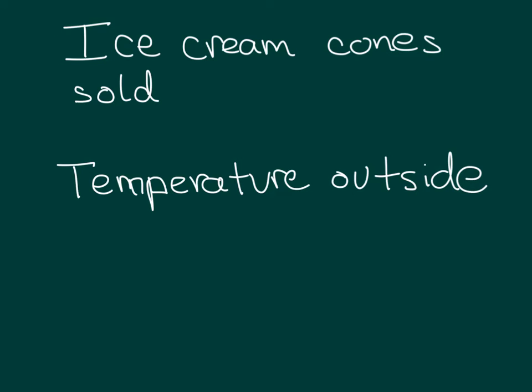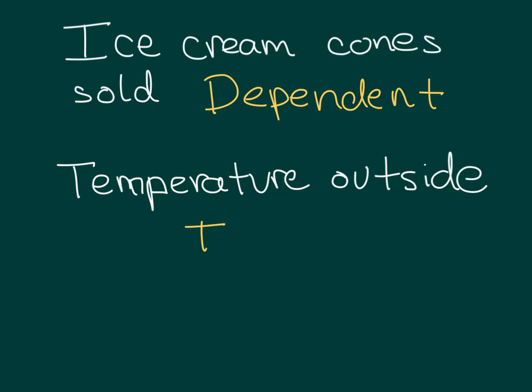Okay, if I were to take a look at how many ice cream cones are sold, and also to look at the temperature outside, I could say that one of these things depends on the other, okay? The number of ice cream cones sold depends on the temperature outside. The temperature outside does not depend on the ice cream cones. So we're going to label the number of ice cream cones sold as the dependent variable because it depends on the temperature outside, which would be the independent variable.